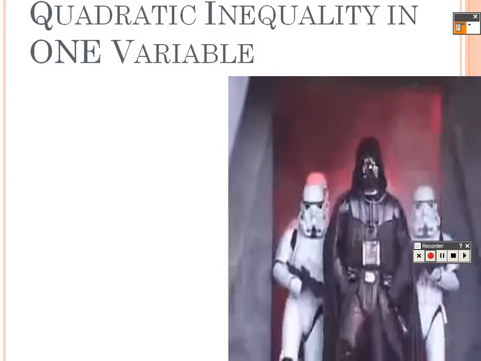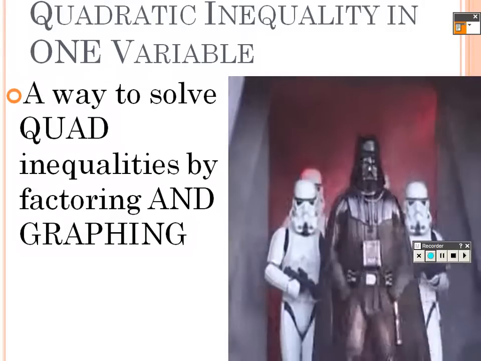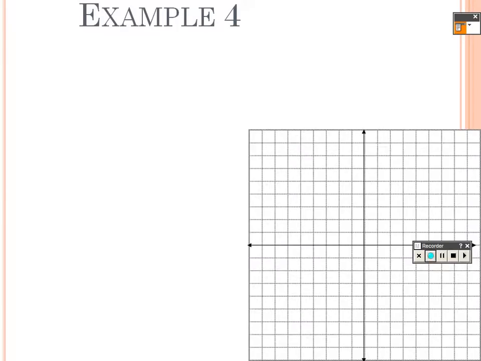Quadratic inequalities in one variable is a way to solve quadratic inequalities by factoring and graphing. Okay, quadratic inequalities are a little different. So the graph's here for a simple reason. Very, very simple reason. Not for anything accurate. Okay, so the graph is just here, and you don't necessarily need a graph to solve these, but it's there to help you figure out how to graph it.